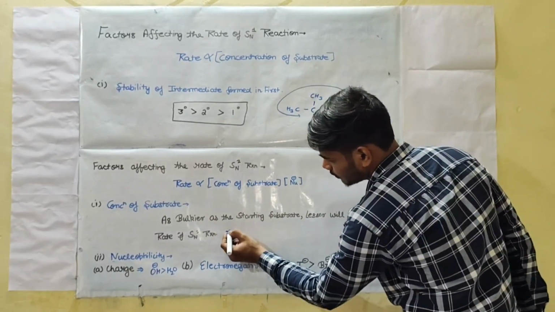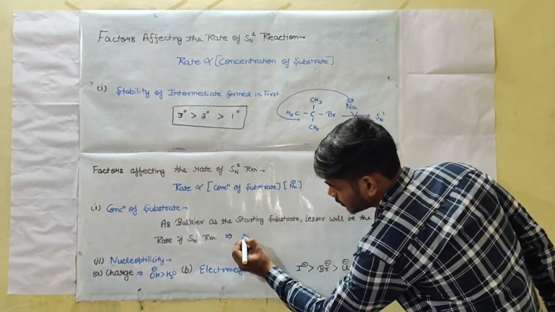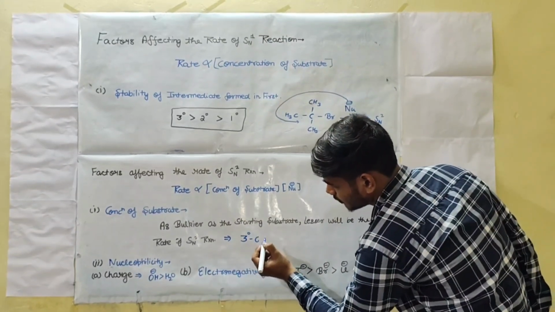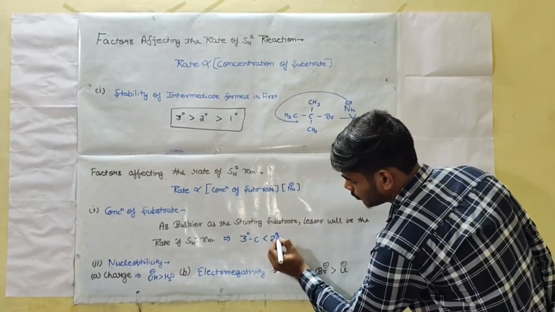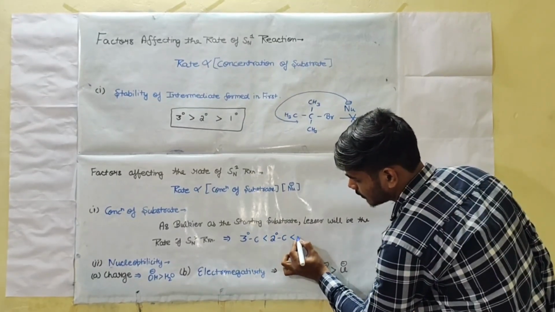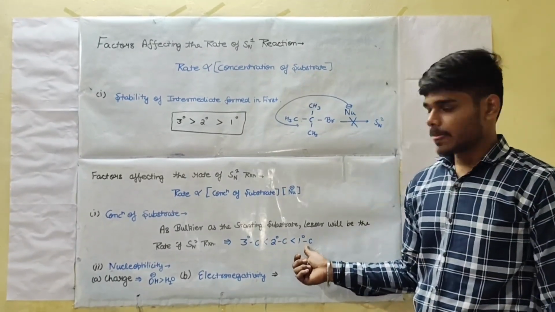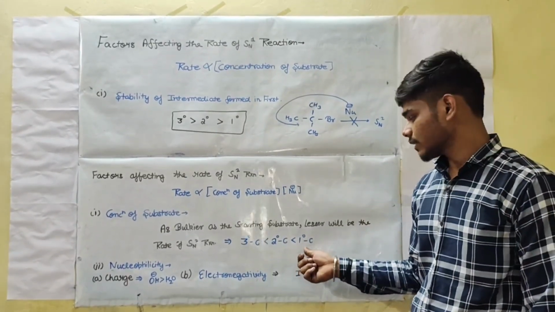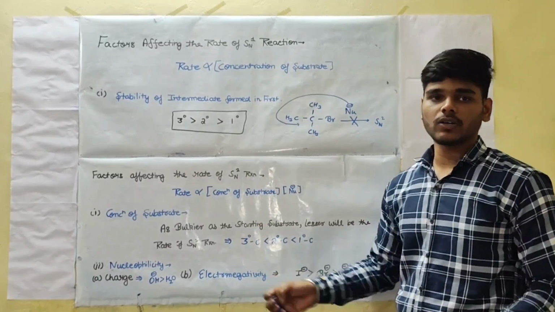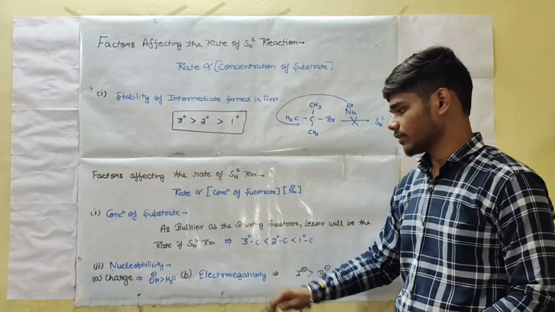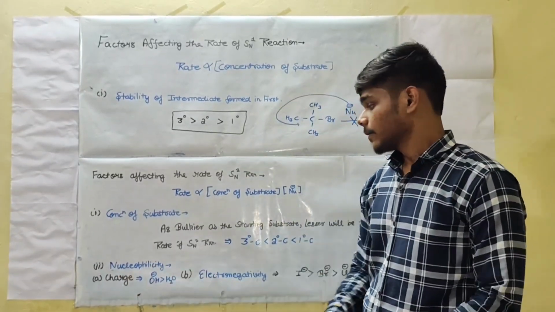So the order of rate for the SN2 reaction is 1 degree carbon fastest, then 2 degree carbon, and then 3 degree carbon. 1 degree carbon gives faster SN2 reaction as compared to 2 degree, and 3 degree generally cannot give any SN2 reaction. Now we look at the nucleophilicity factor.